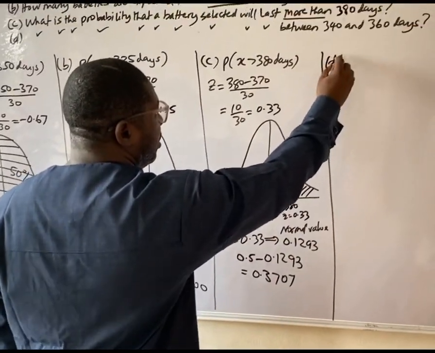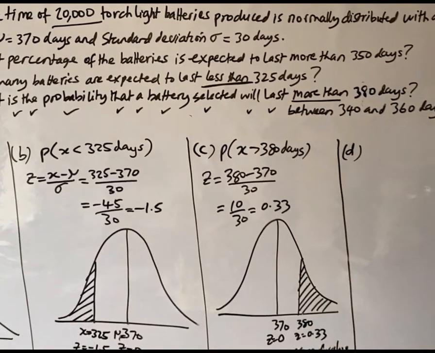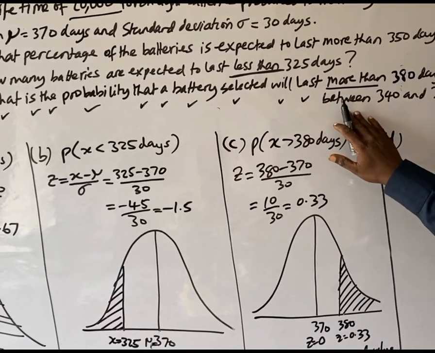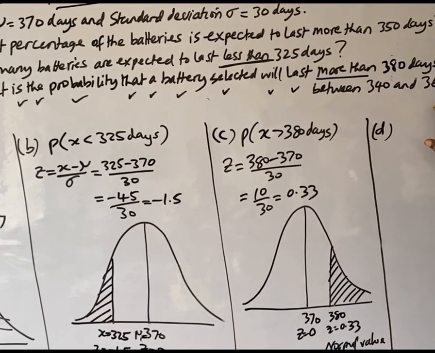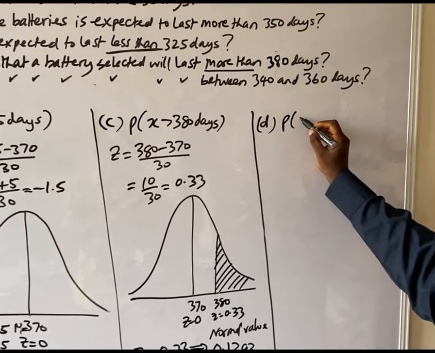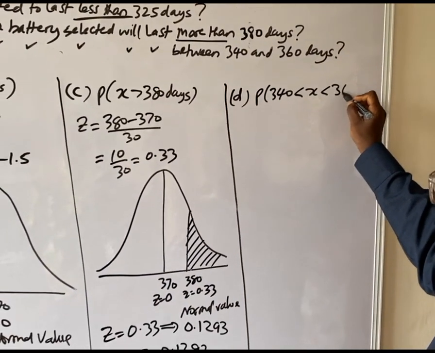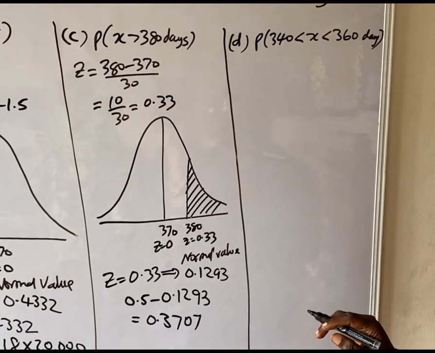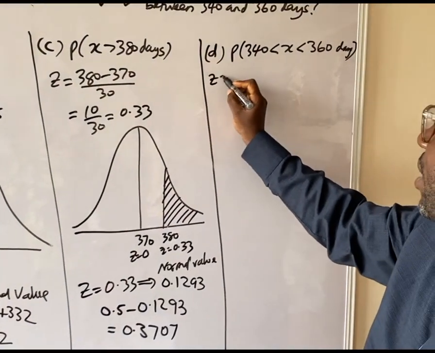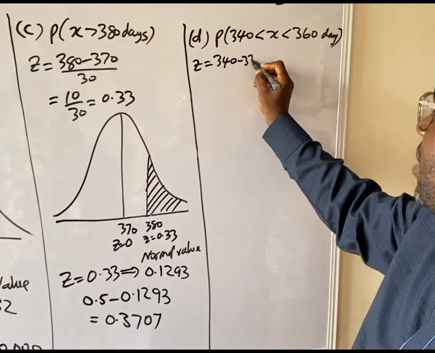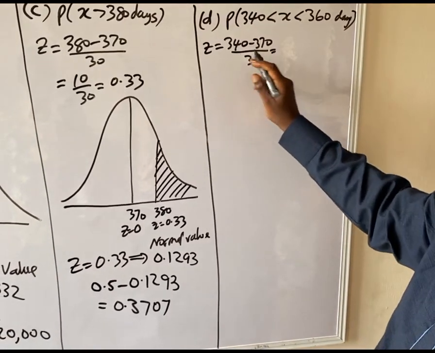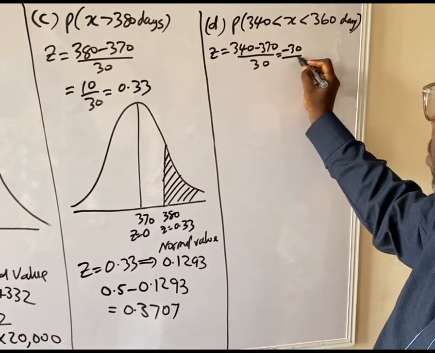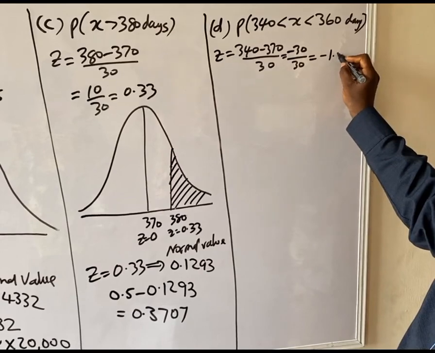The last question, that is D. Now come to this side. We're looking at two values here. The question is, what is the probability that a battery selected will last between 340 and 360 days? So how do we write that? P of 340 less than X less than 360 days. Now we're going to deal with two z-scores. The first one is 340 minus 370 divided by 30, that will give us minus 30 over 30, which is minus 1.0.